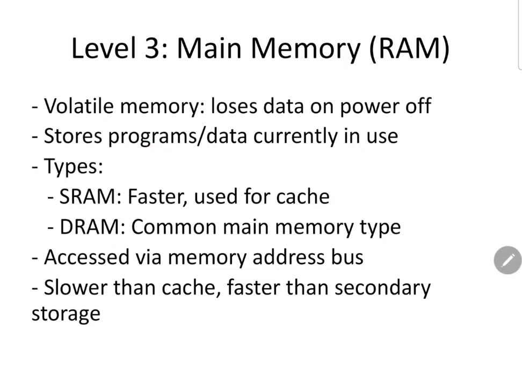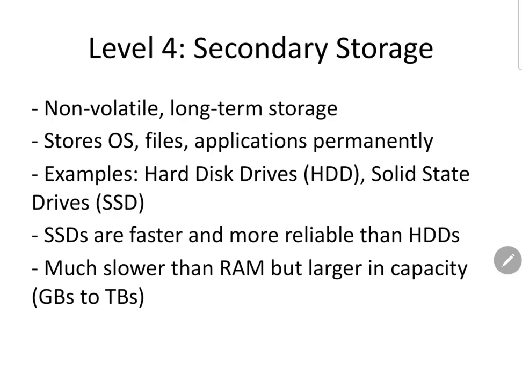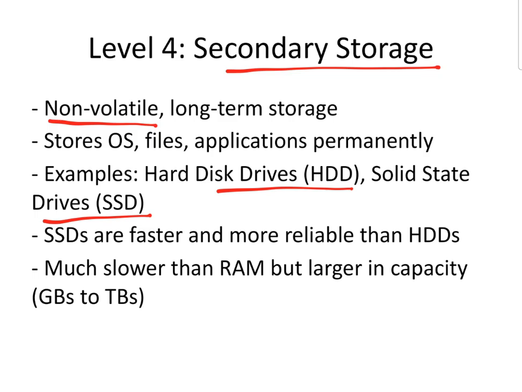Now the next memory: level 3 is the main memory, so level 4 is the secondary storage, or secondary memory. It includes our hard disk, HDD and SSD. It's a non-volatile memory. As we already saw, RAM is volatile, while secondary storage is non-volatile.